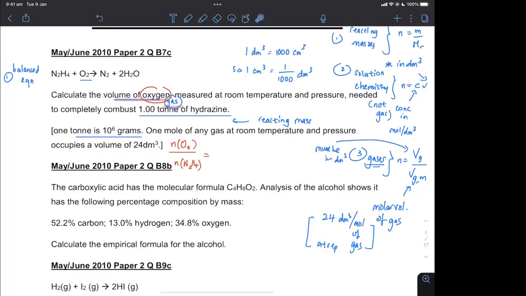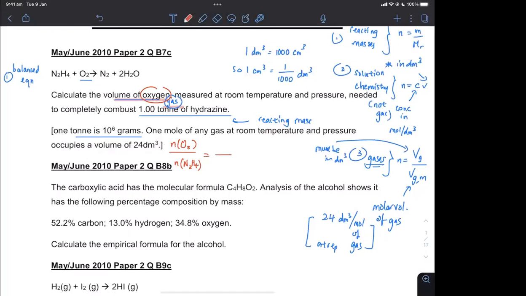I label. The N there stands for mole. Mole of O2 divided by mole of hydrazine. Why do I do that? Because I want to find oxygen. So I put the oxygen on top. I don't put the volume of oxygen. I put the mole. Mole ratio.